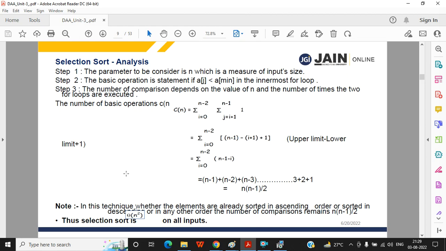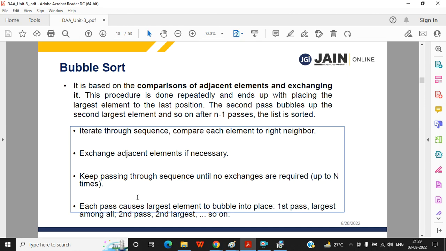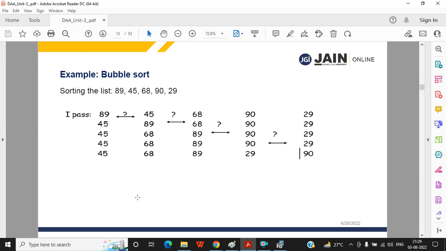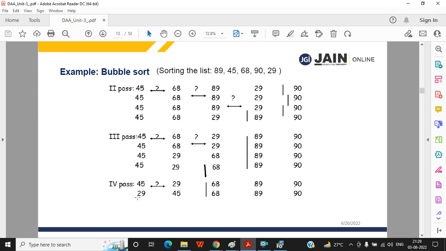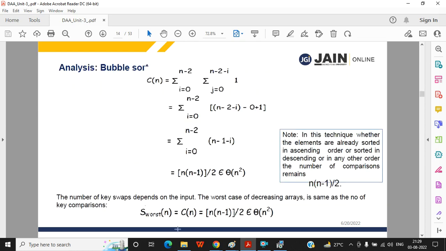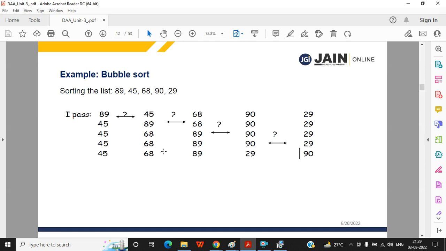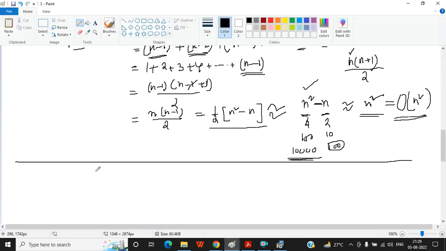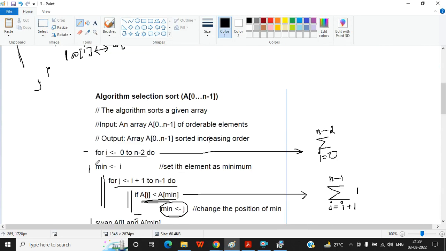It is fine. Okay, so next we have bubble sort. Bubble sort is something similar to selection sort. The calculation will remain the same. There will be no change. Analysis of bubble sort: the process is something different, which I can quickly describe here.